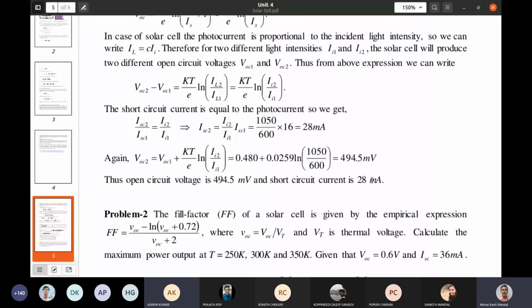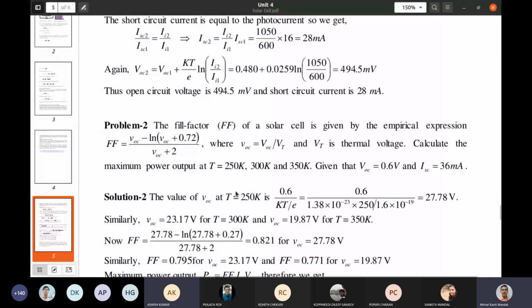Next problem is based on fill factor. The expression of fill factor of a particular solar cell is given. Fill factor is VOC minus ln VOC plus 0.72 divided by VOC plus 2, where VOC is VOC divided by VT, the thermal voltage. Calculate the maximum power output at T equal to 250K, 300K and 350K. Given that VOC equal to 0.6 volt and I short circuit equal to 36 milliampere.